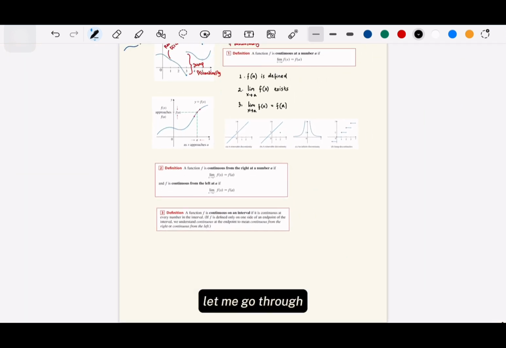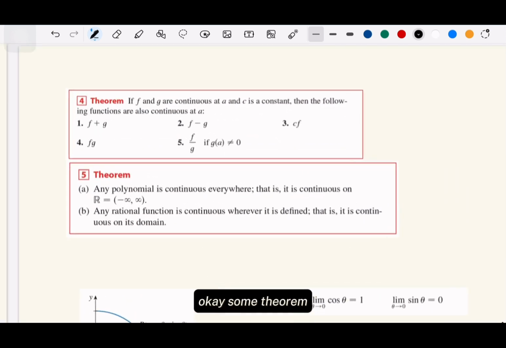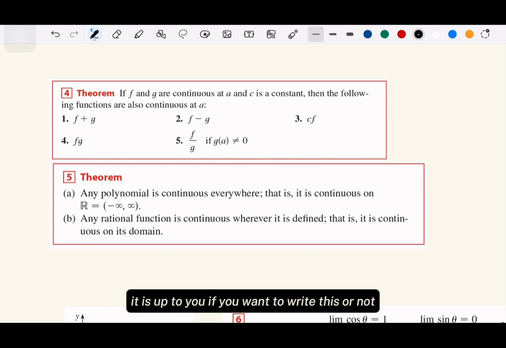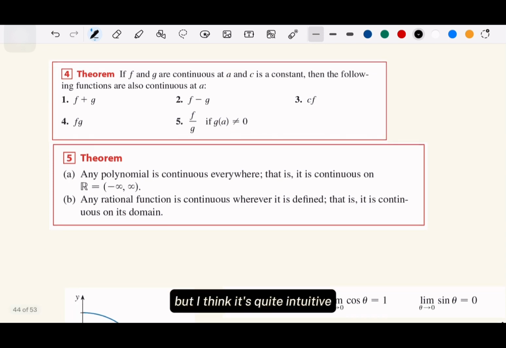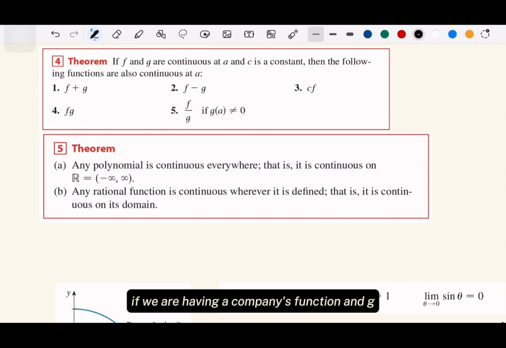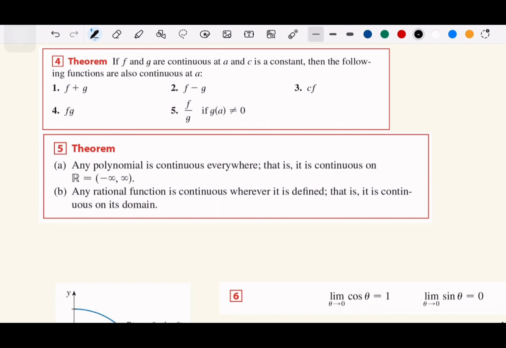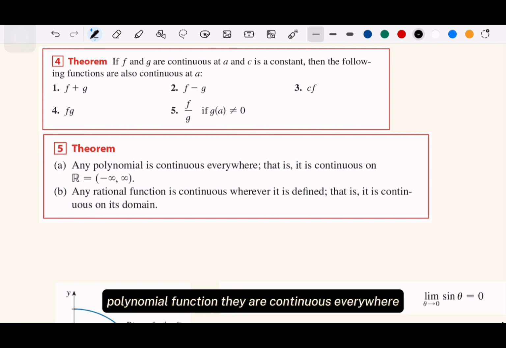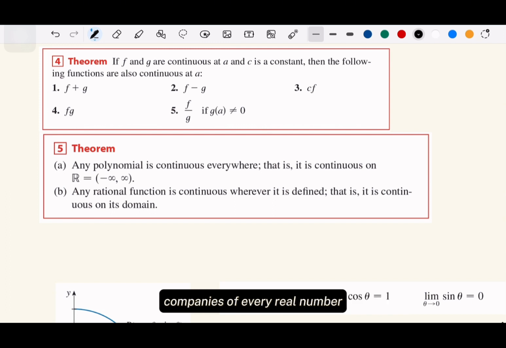Okay, let me go through some theorems. It is up to you if you want to write this or not. Just additional information, but I think it's quite intuitive, so I don't think you need to write this. But if you want to write, it's up to you. So of course, if we have continuous functions like f and g, we can add them, subtract them, make multiplications, or divide them, or multiply with another constant. And of course, polynomial functions are continuous everywhere, continuous on every real number.